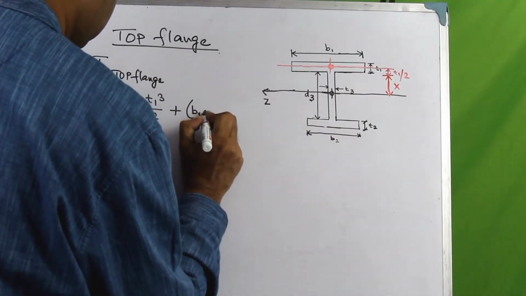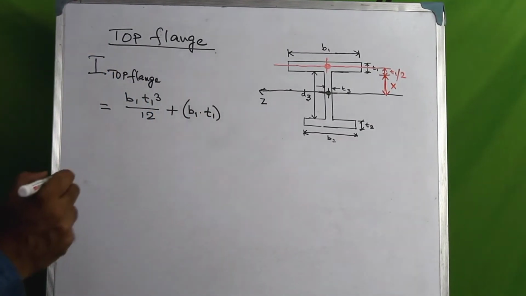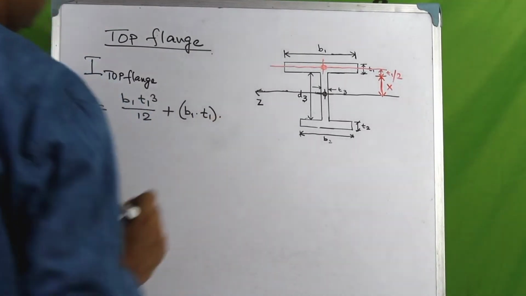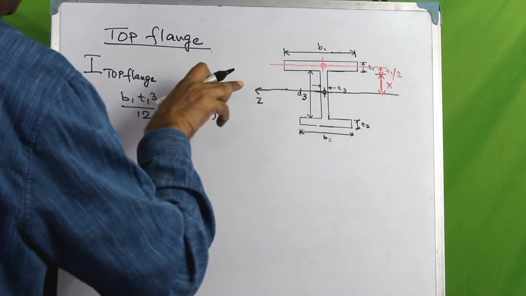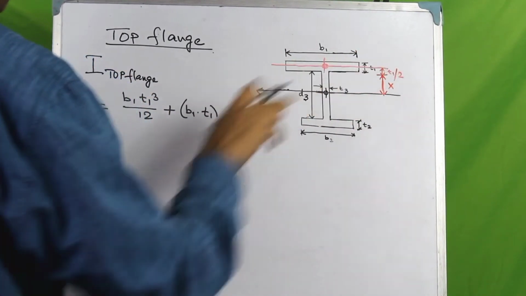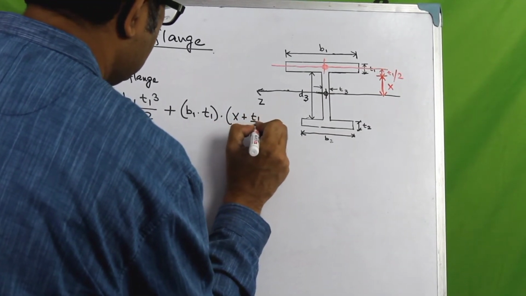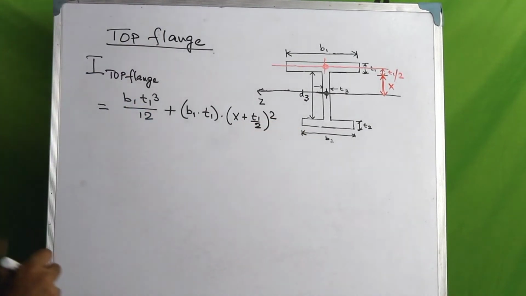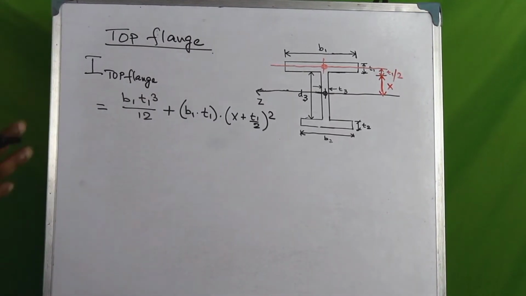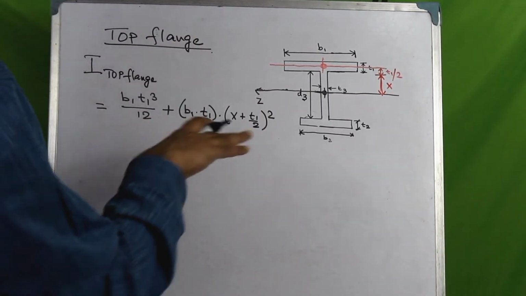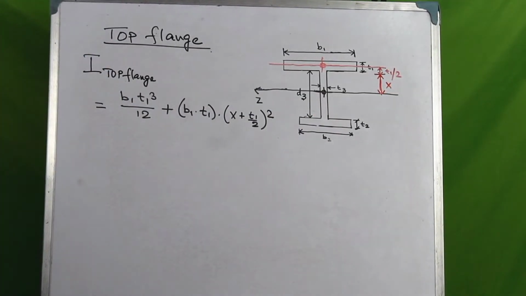b1 into t1, and that should be multiplied with the square of the distance of the centroidal axis of the top flange to the centroidal axis of the whole cross section, which would be x plus t1 by 2. It should be the square of the distance. So this would be the moment of inertia contribution of the top flange when you are trying to find the moment of inertia of the whole cross section about the centroidal axis of the whole cross section.